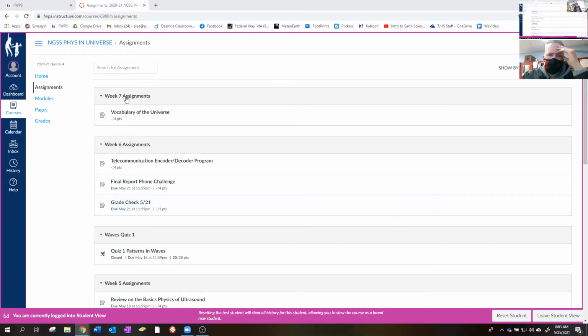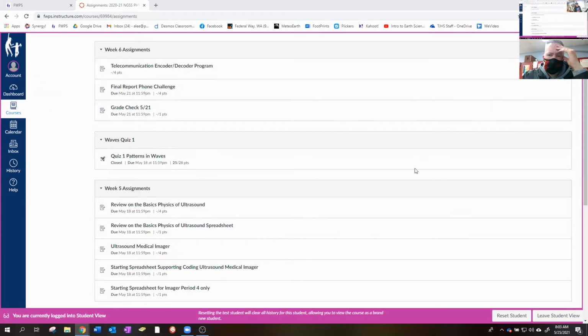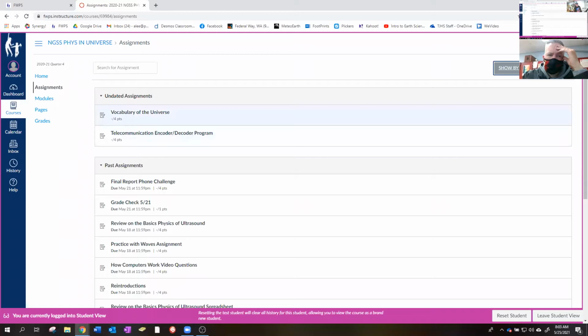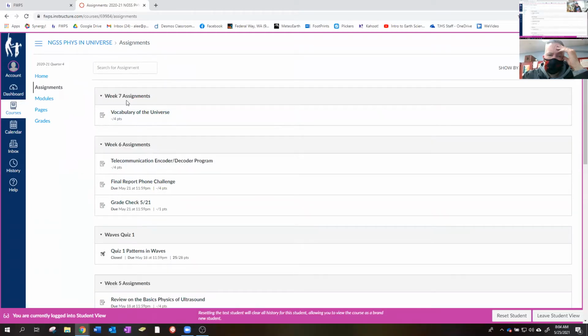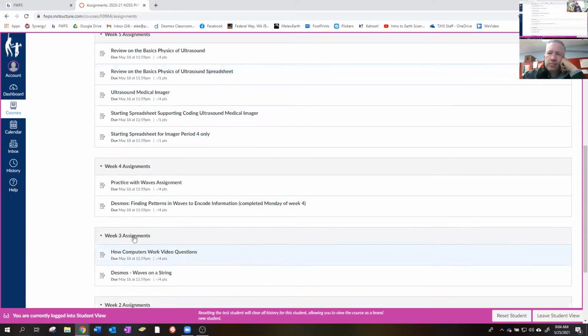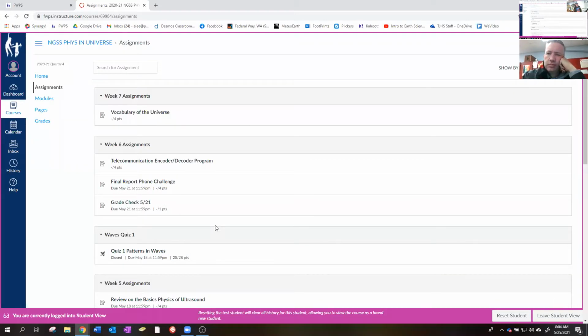And by the way, if you're a little confused by what's on the screen right here, it doesn't look like your screen. You might have your assignments that show by date. You need to click over to show by type, and it'll say week 7 assignment, week 6 assignments, quiz 1, week 5 assignments, week 4 assignments, week 3 assignments.